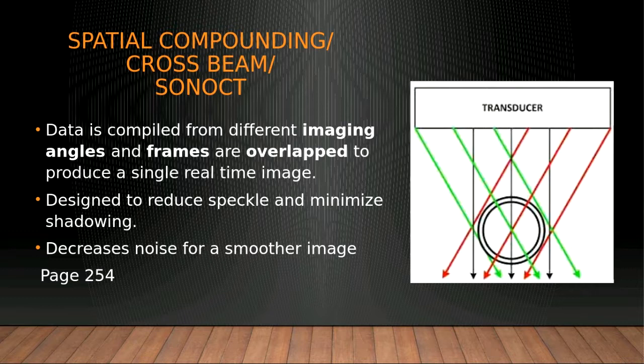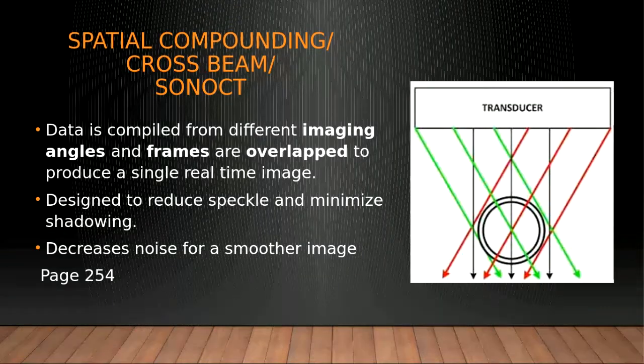Spatial compounding. On some systems, they refer to it as crossbeam, and other systems, they refer to it as SONOCT. So basically, these three names really do the same thing. Now, this is good and bad. Okay, so what's going on in this is data is compiled from different imaging angles, and then the frames are placed on the display overlapping, and it produces one single real-time image. Now, the purpose of it is to reduce speckle on the grayscale and to minimize shadowing, and it has its place. There's a time and place when we want to minimize shadowing.